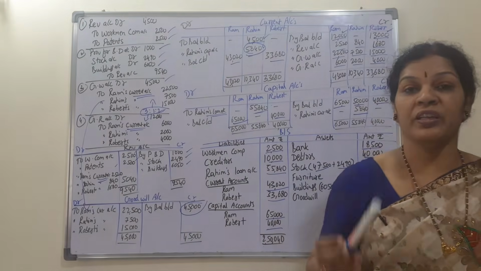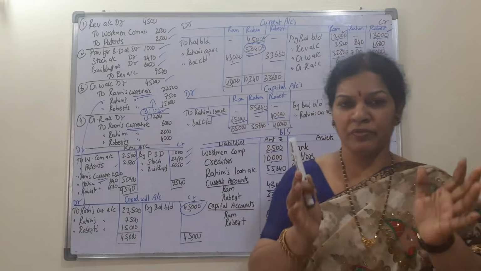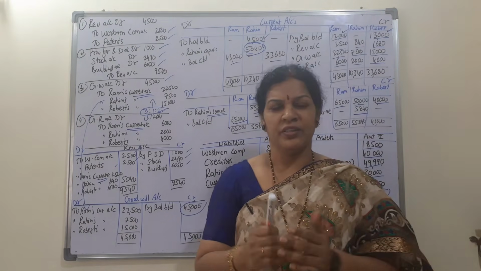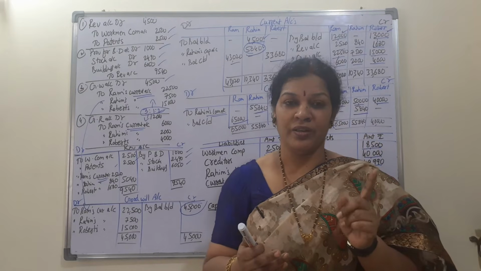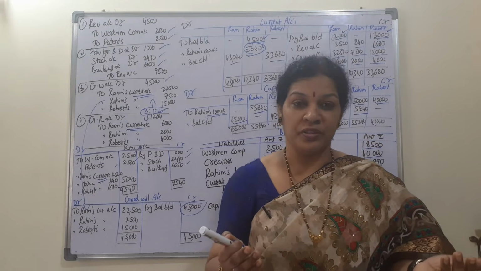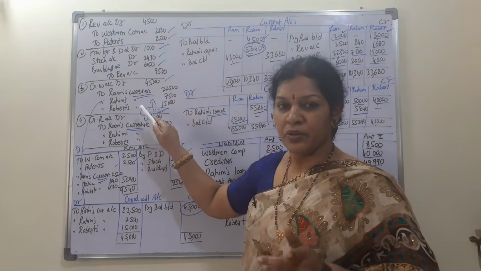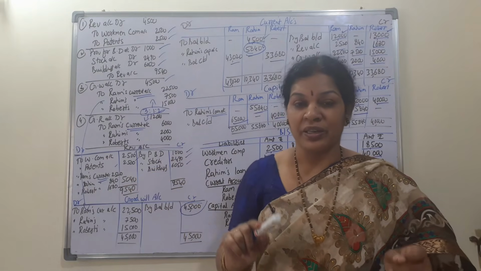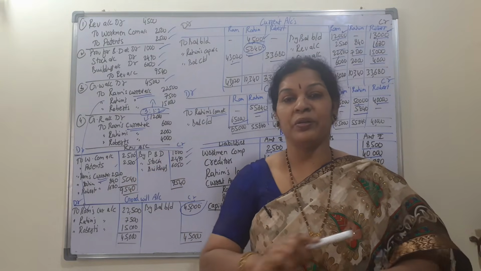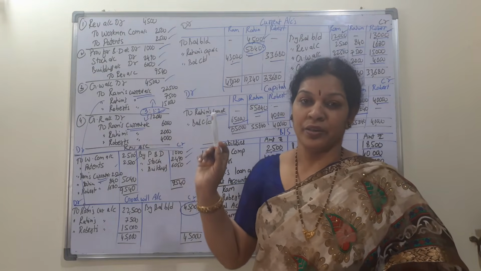Let me tell you very clearly. In this problem, when a partner is leaving, you have to remember one thing: goodwill, how they are distributing it. Goodwill is created, and generally the goodwill account is attached to the capital accounts. Here the current account is given. When the current account is given, we have to write all the adjustments to the current account. So we have written the goodwill account attached to the current accounts.